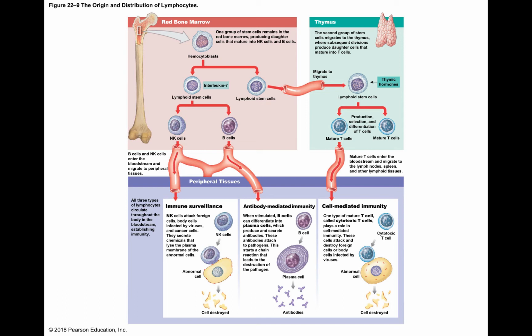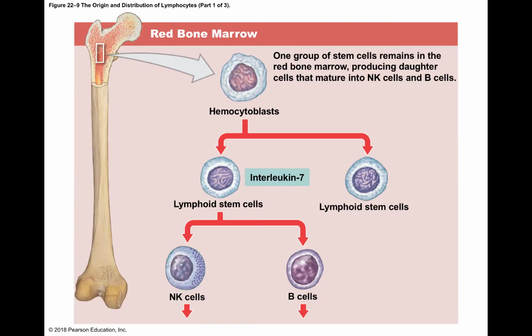So up at the top here, it's just showing the red bone marrow. And in the red bone marrow, we have those big omnipotent stem cells called the hemocytoblast. Remember, hemocytoblast can either become a myeloid stem cell or it can become a lymphoid stem cell. The lymphoid stem cell is going to become the lymphocytes. The myeloid stem cell becomes the red blood cells, the platelets, and the other 4 white blood cells. So the lymphoid stem cell is what's going to give us our lymphocytes.